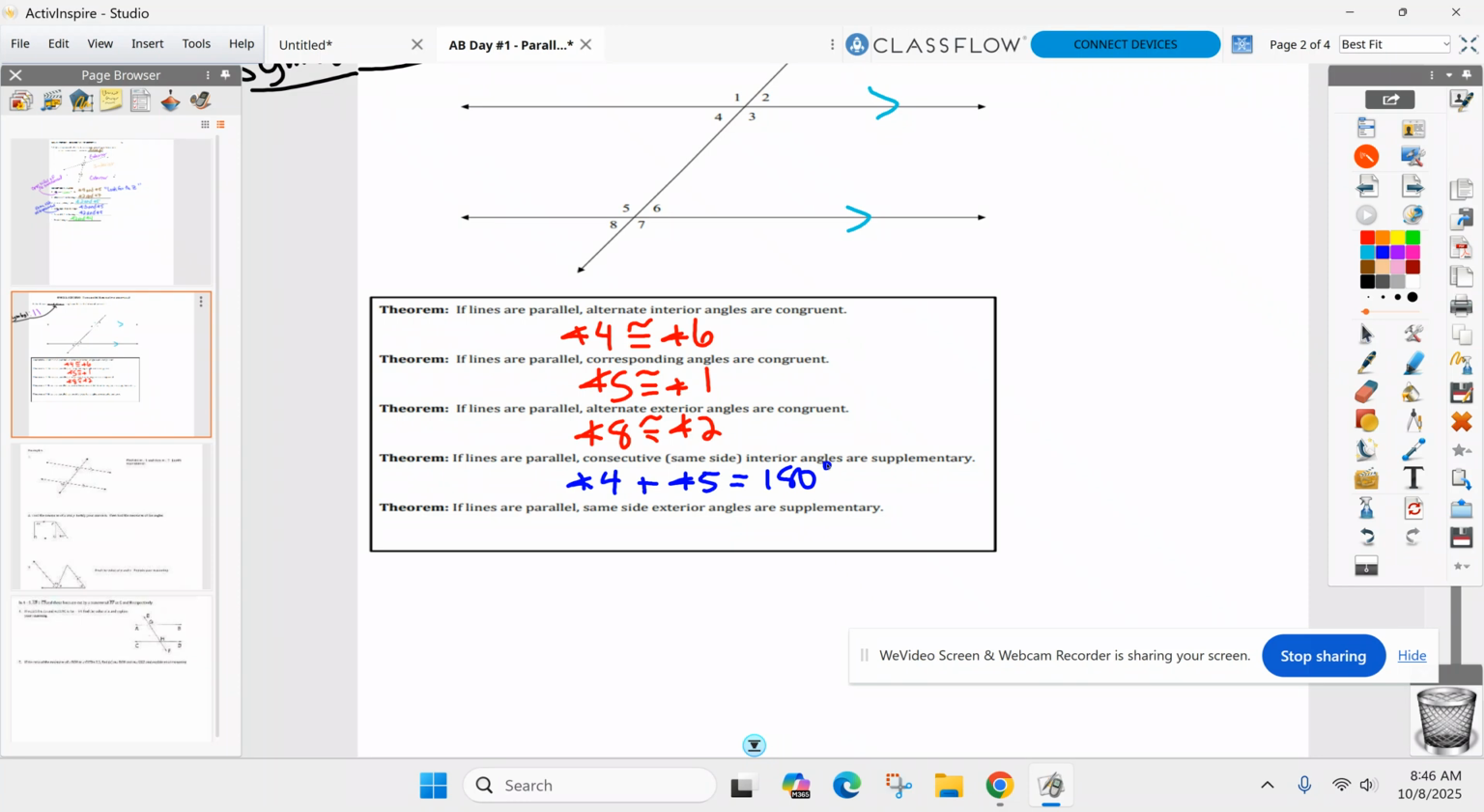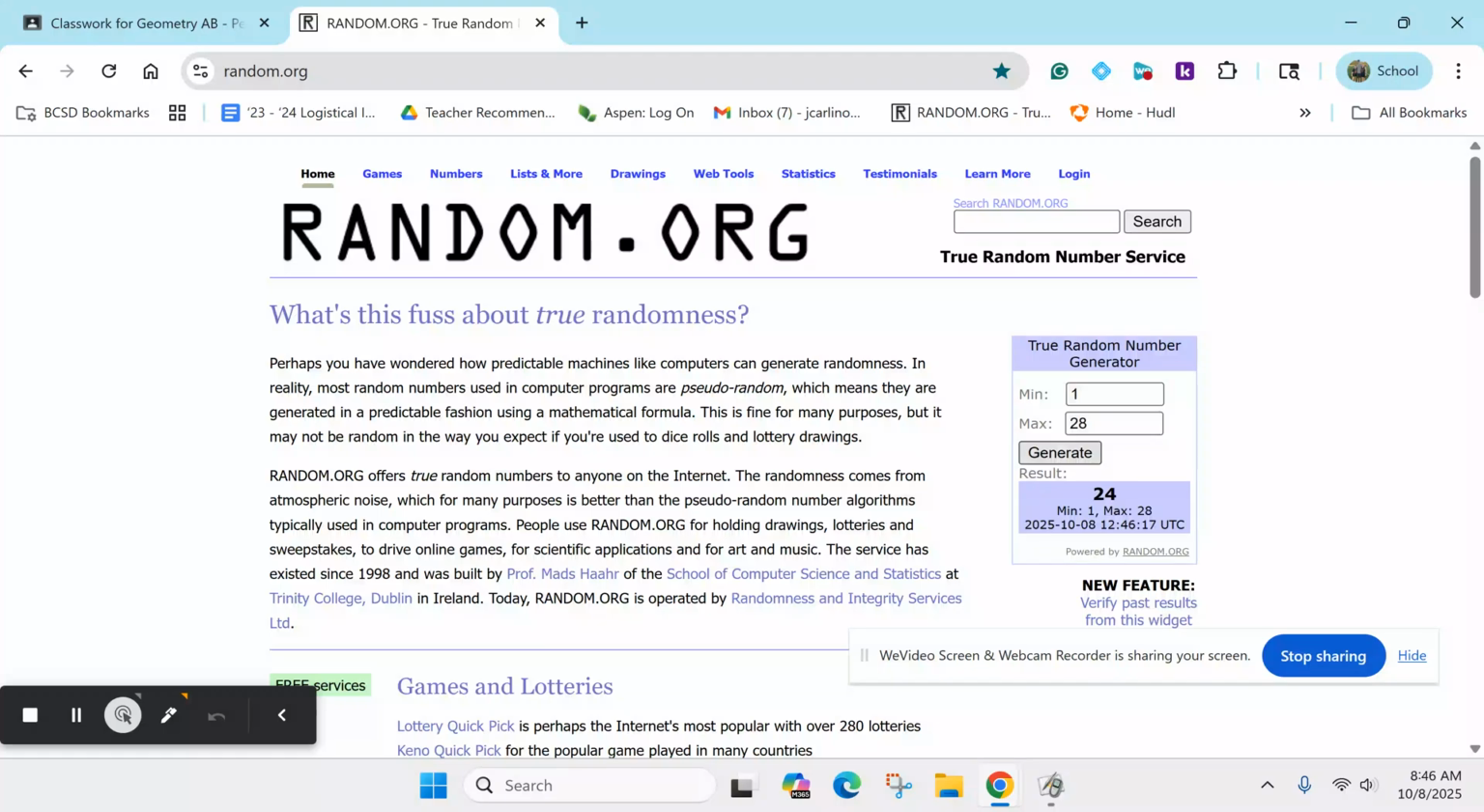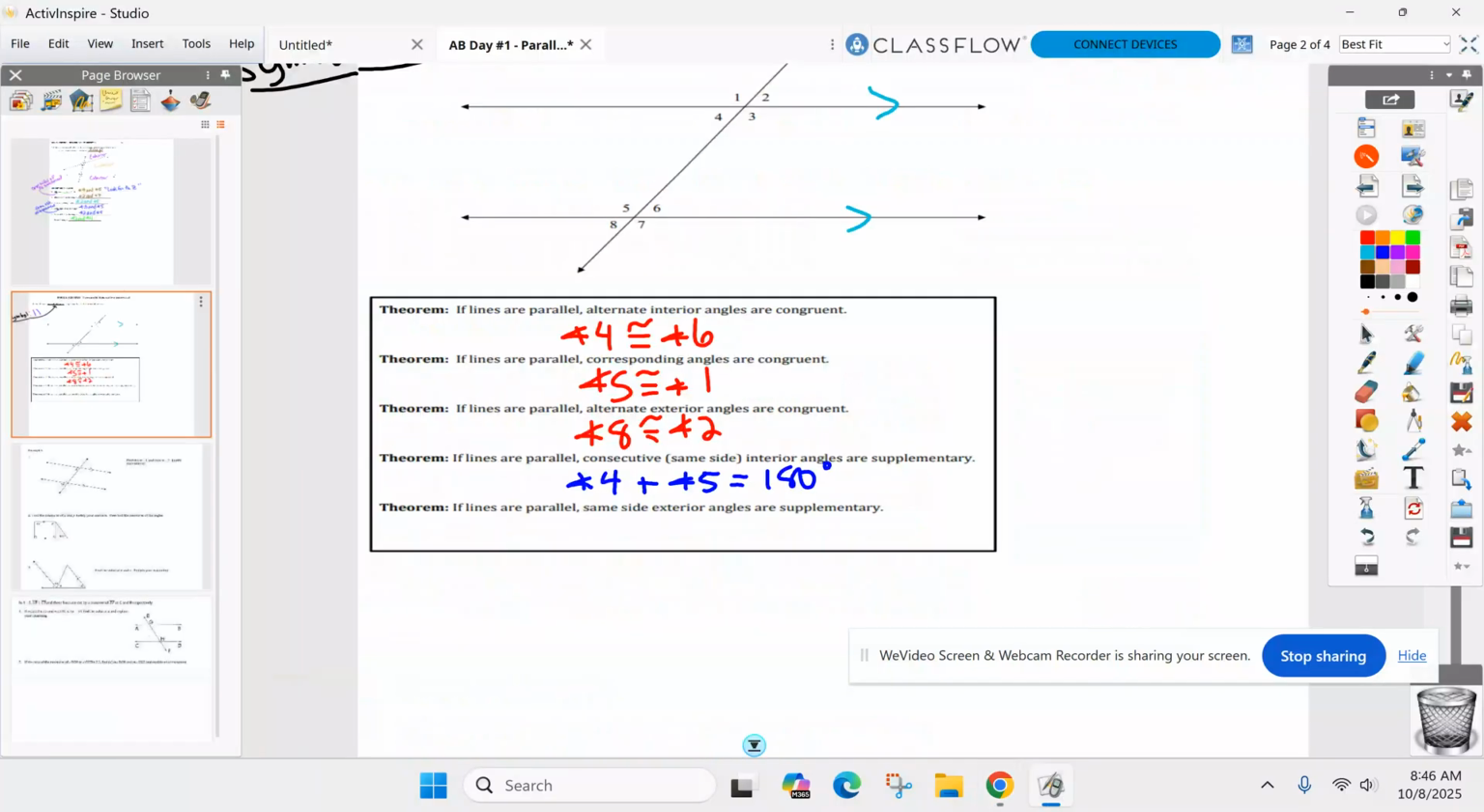Next up, one more pair that is supplementary. Same side exterior angles add up to 180. Give me a pair of same side exterior angles. Taylor? Angle 1 and angle 8. Angle 1 and angle 8 add up to 180.